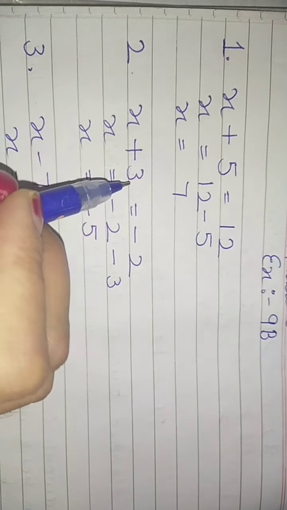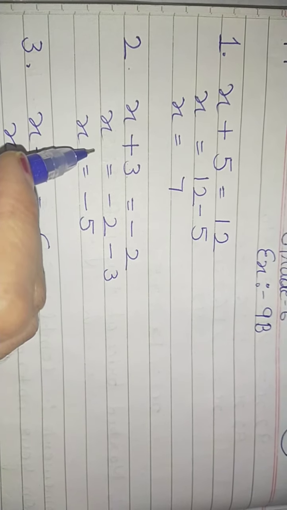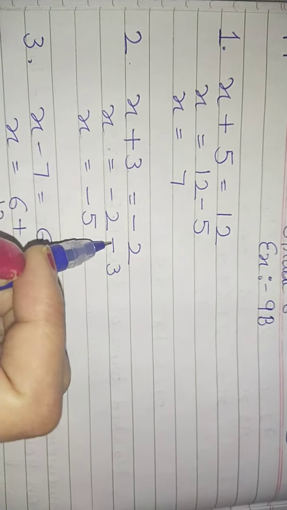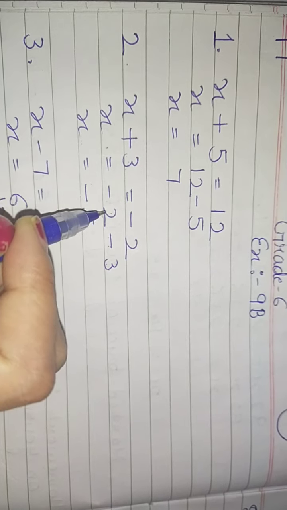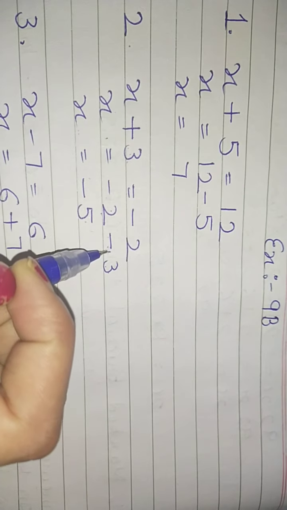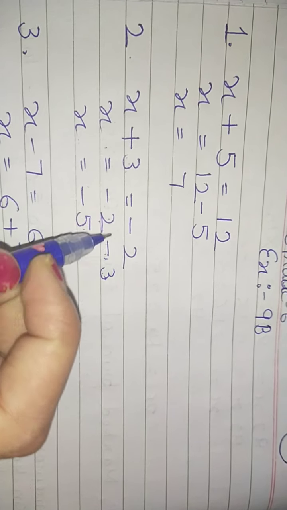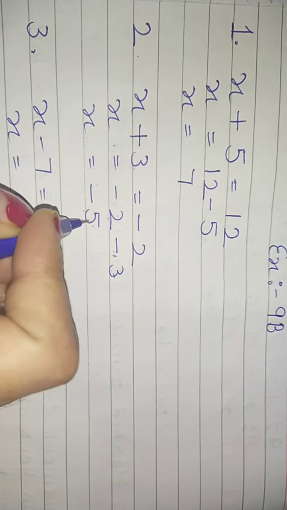This plus 3 will be transposed and the equation will become x is equals to minus 2 minus 3. So x is equals to minus, minus is plus. So 2 plus 3 is 5. And out of 2 and 3, which one is the greatest integer? As 3 is the greatest integer, therefore our answer will be a negative integer.